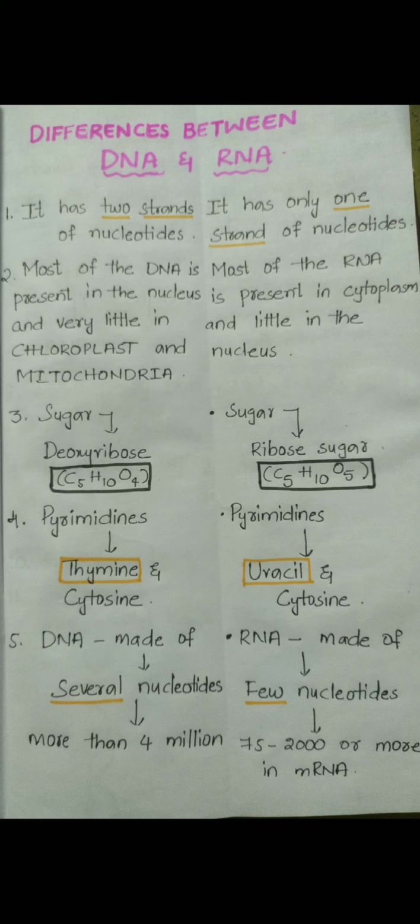As we know, both DNA and RNA are made of nucleotides, but what is the number of nucleotides present in them? DNA is made up of several nucleotides. Here several means the number will move up to 4 million. More than 4 million nucleotides are present in DNA. Usually much quantity of DNA will be present, so obviously more number of nucleotides will be present. Now moving to the RNA. RNA is made of few nucleotides, 75 to 2000 or more in case of mRNA. Usually the range is 75 to 2000, but in case of mRNA, the number will be slightly more.